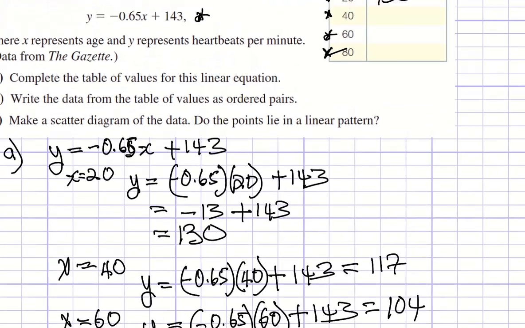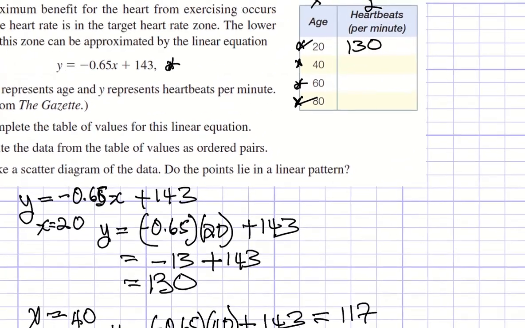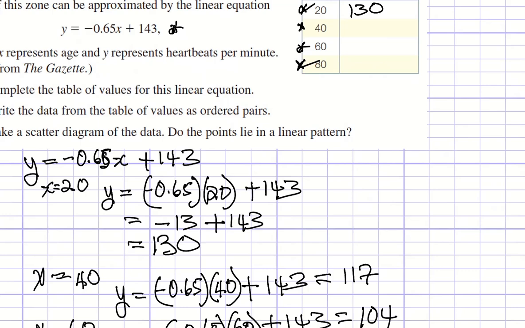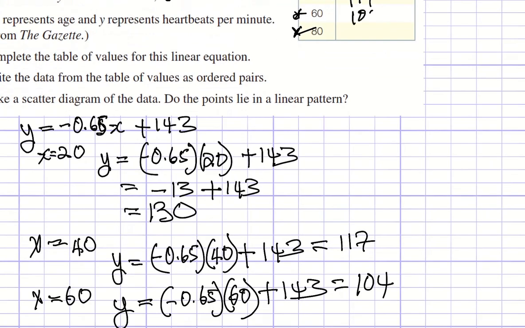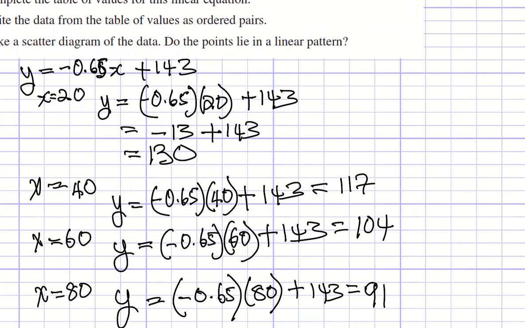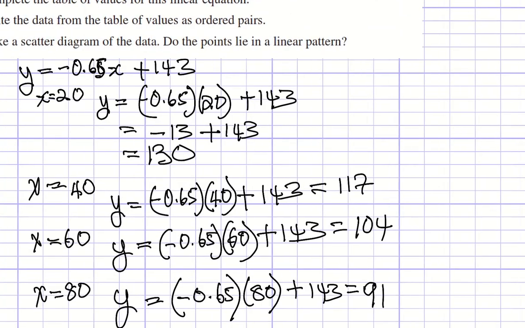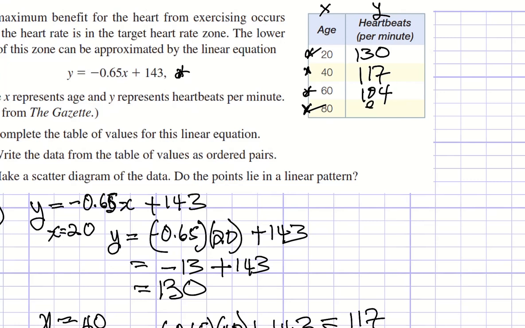So what you get here is 40 is 117. 60 is 104. Okay, and then 80 is 91. You see? All right. See, the less the age, the younger the person is, the heartbeat goes up. The older, it goes down. So that's all that thing is saying there, man. I bet you that's what they're gonna ask.